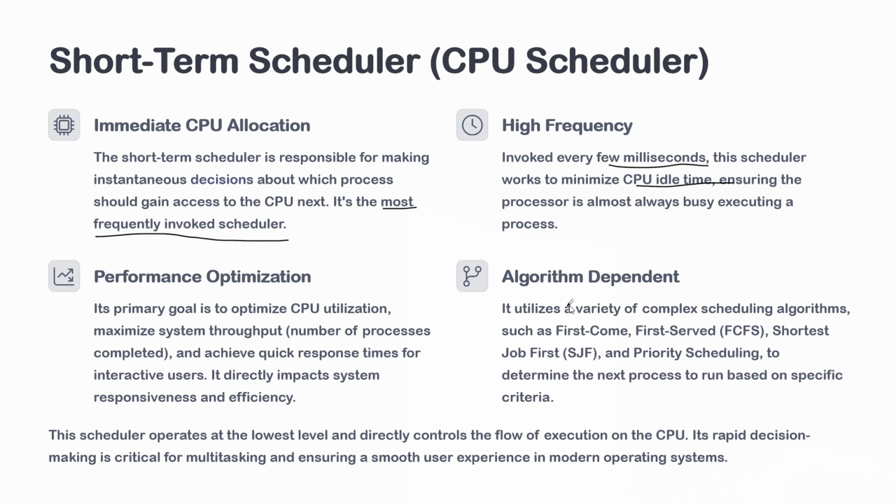Algorithm dependent. It utilizes a variety of complex scheduling algorithms such as first come first serve (FCFS), shortest job first, and priority scheduling to determine the next process to run based on specific criteria. This scheduler operates at the lowest level and directly controls the flow of execution on the CPU. Its rapid decision is critical for multitasking and ensuring a smooth experience in modern operating systems.